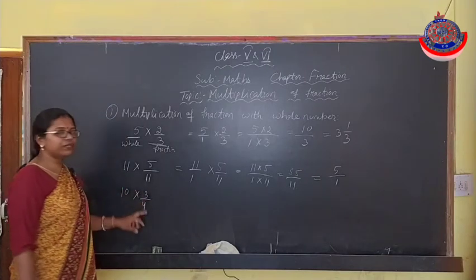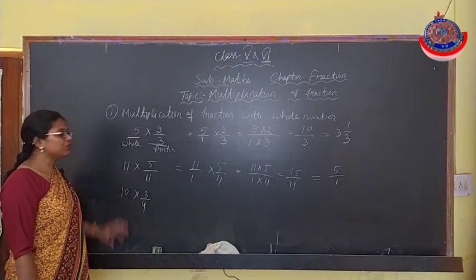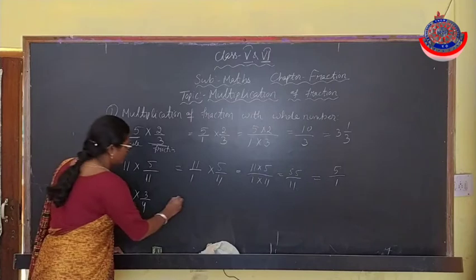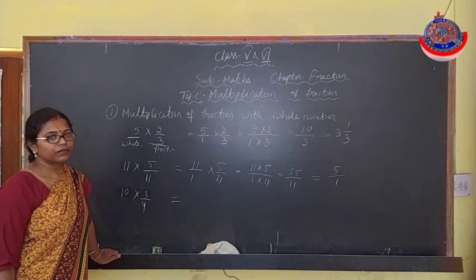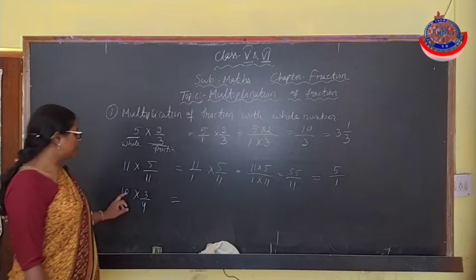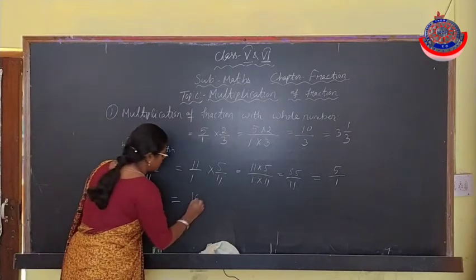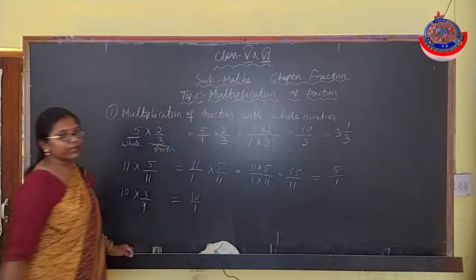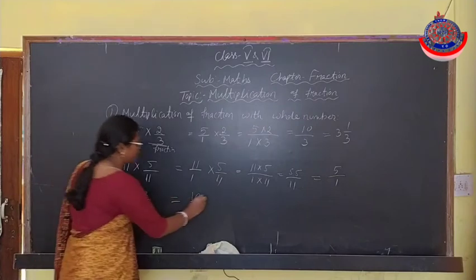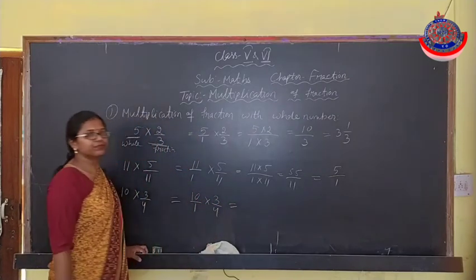Suppose 10 into 3 by 4. Another example, 10 into 3 by 4. What will I do now, tell? Okay, we have to write 10 as 10 by 1. Now it is converted into a fraction, into 3 by 4. Then what to do?